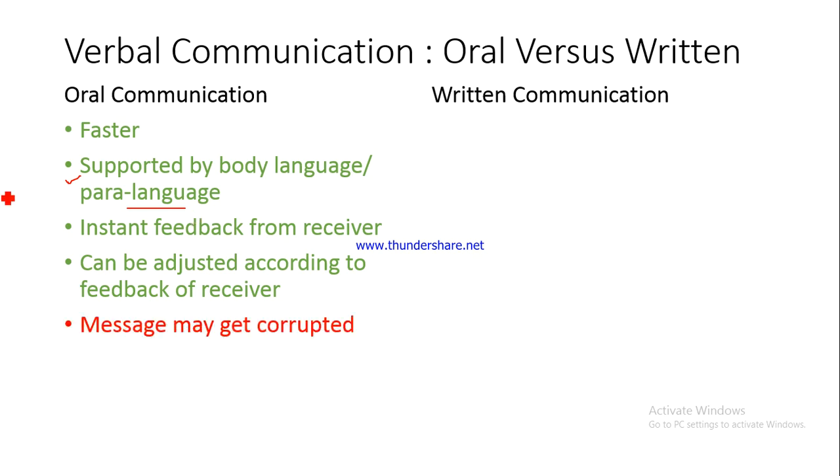Again, this particular point I have shown in red. What does red convey here? Red conveys that this is a problem with oral communication. Green means these are positive aspects of oral communication. This is a negative aspect, and that negative aspect is that the message may get corrupted. What do we mean by this?